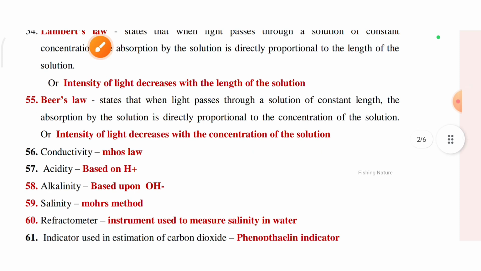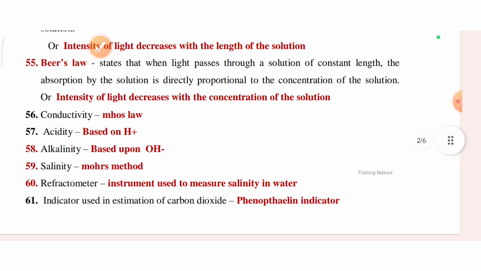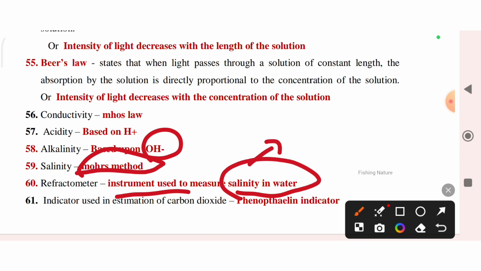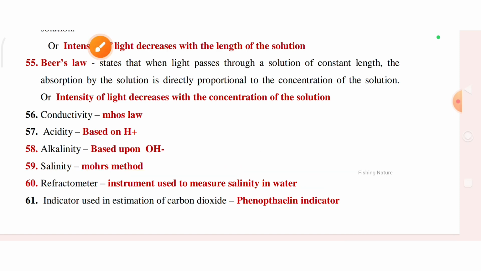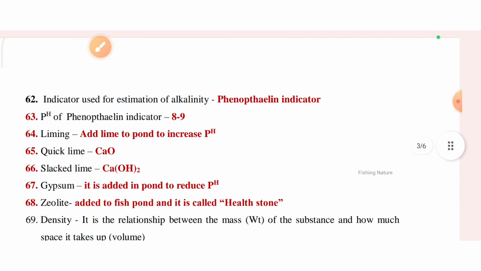Next, conductivity is used in the Mohr method. For acidity we use H+ ions, for alkalinity we use OH minus ions, and for salinity we use the Mohr method. A refractometer is an instrument used to measure salinity in water. The indicator used in the estimation of carbon dioxide is phenolphthalein.